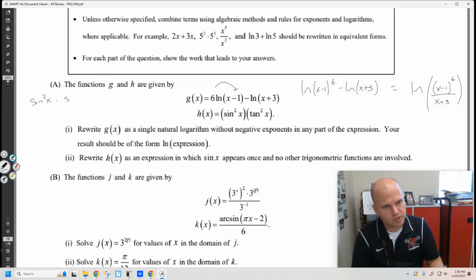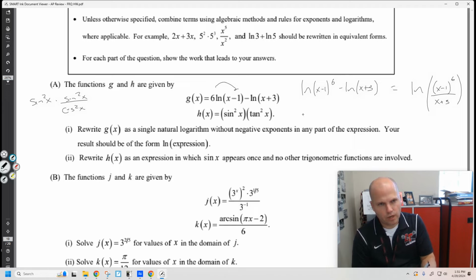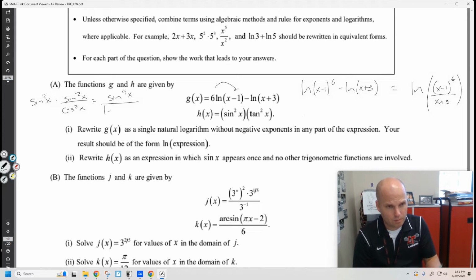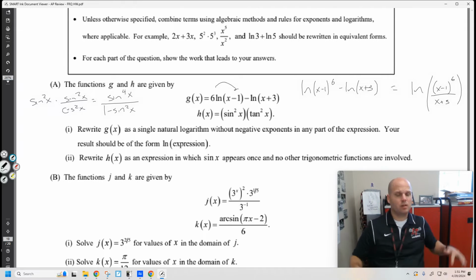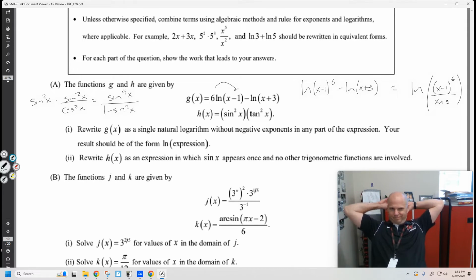Sine squared times sine squared over cosine squared. Oh, okay, I got it. Let's rewrite cosine squared as 1 minus sine squared. So I'm going to get sine to the 4th over 1 minus sine squared. But I have to somehow turn this into sine appearing once.